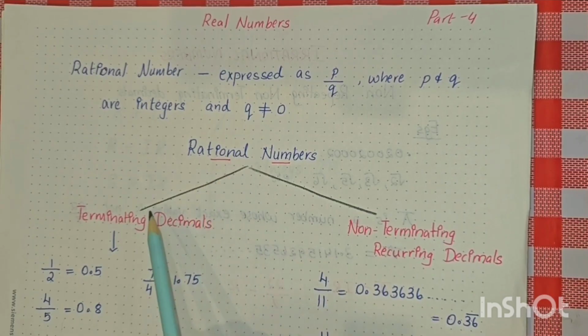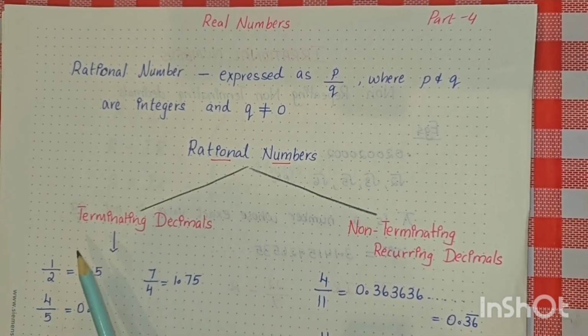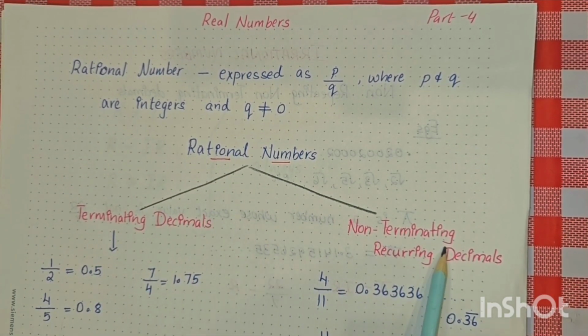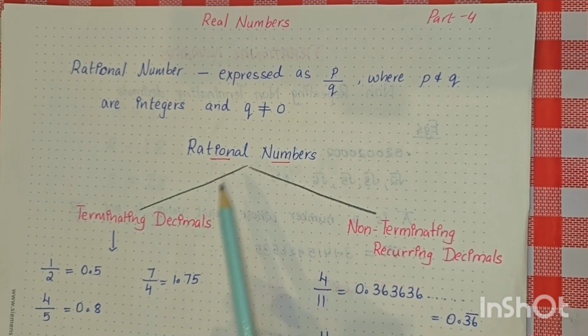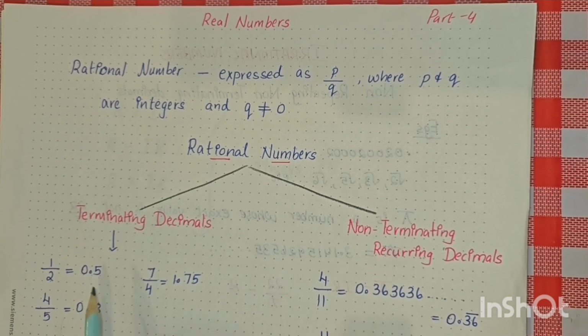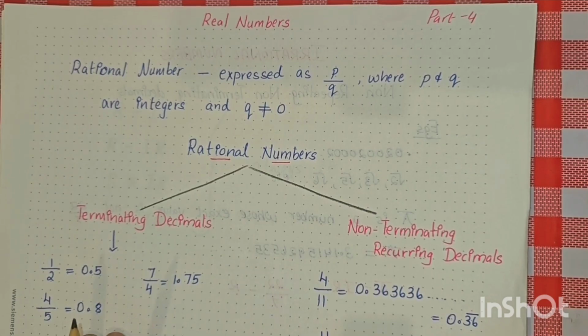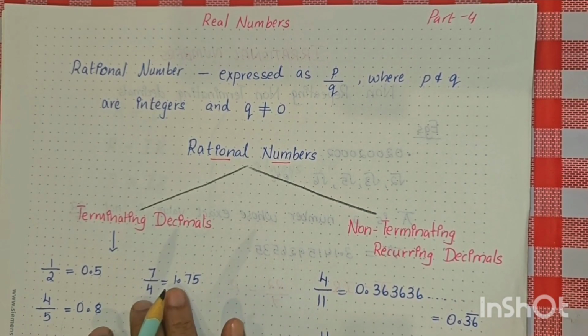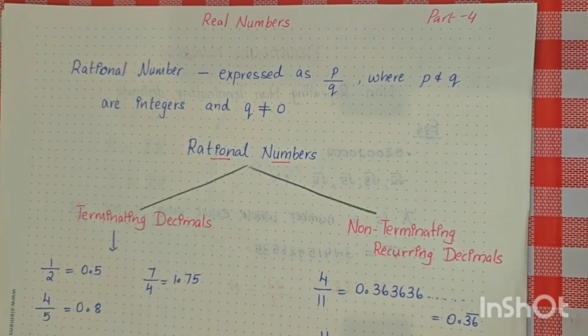Now, there are two types of rational numbers. One is terminating and another is non-terminating. When you divide, 1 by 2 is equal to 0.5, 7 by 4 is 1.75, 4 by 5 is equal to 0.8. So it is terminating. After 1 or 2 or 3 or 4 decimals, it will terminate. They are called terminating decimals.